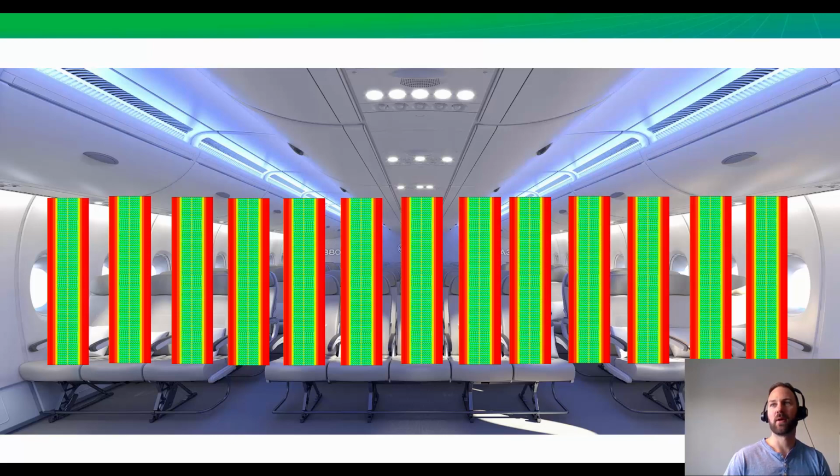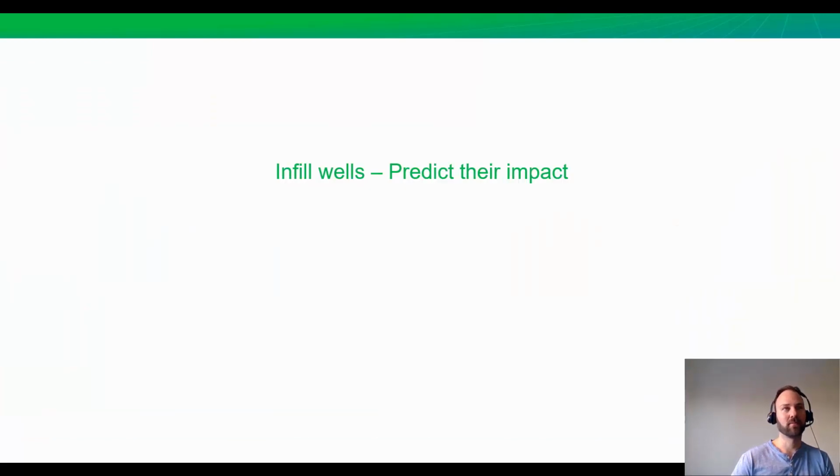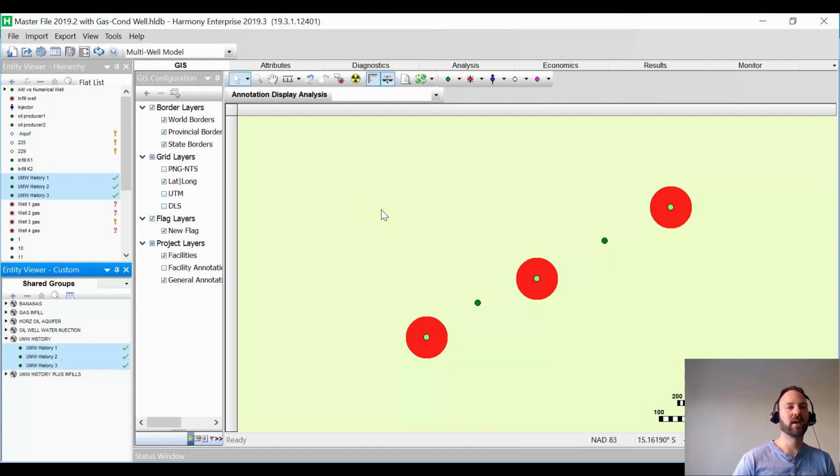Okay. Now, on a passenger plane, we want to anticipate how many passengers are going to interact when their elbows are communicating. As reservoir engineers, what if we could quickly and easily predict how our wells will communicate as we evaluate well spacing and plan infill wells? Well, that's exactly what we're going to look at today in Harmony, learning how we can evaluate the impact of infill wells. So here in Harmony, we have three producing wells on a pad.